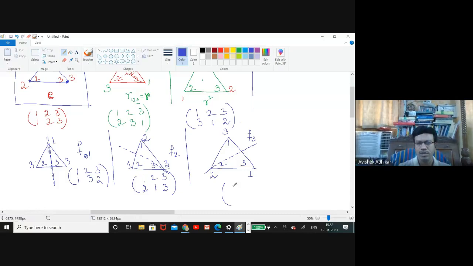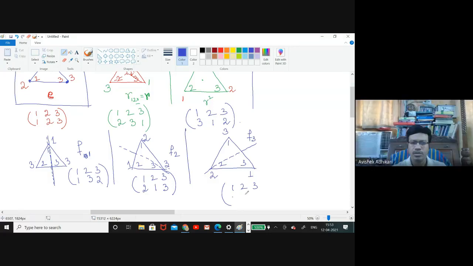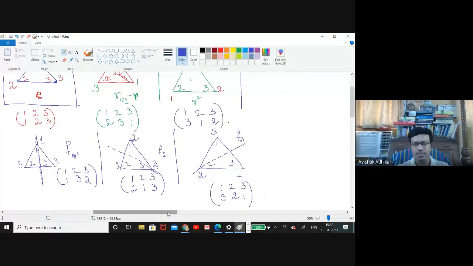So as a permutation, can anybody tell me what shall I write here? 3 to 1. This is 2 remains fixed and 3 to 1. Very good. So here we have all these operations. I call it F. Now we say that they are all possible symmetries that we can have on an equilateral triangle. Okay. Now let us try to summarize what we get.